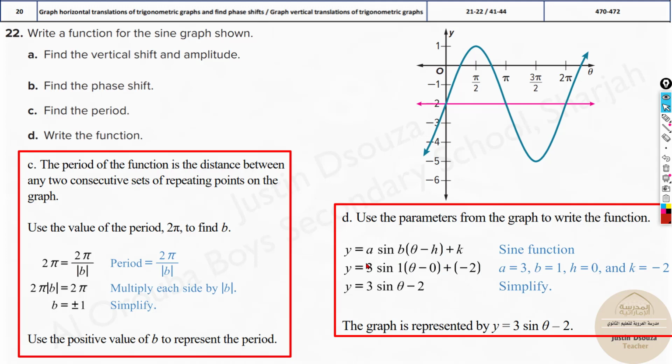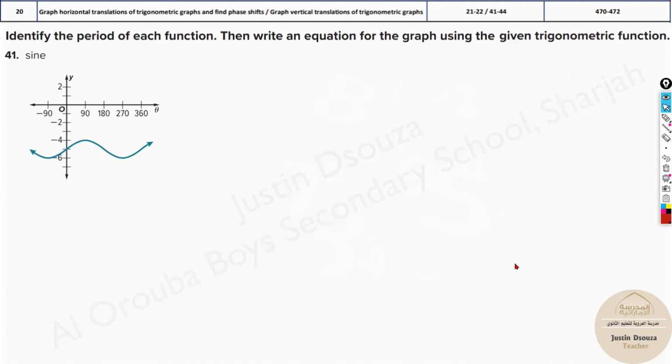And what about the equation? We know a value, that's amplitude, is 3. We know the b value is just 1, so you can ignore that. No phase shift, it's only theta over here, 3 sine theta, and midline is minus 2. That's how we write it. Now let's try this one.